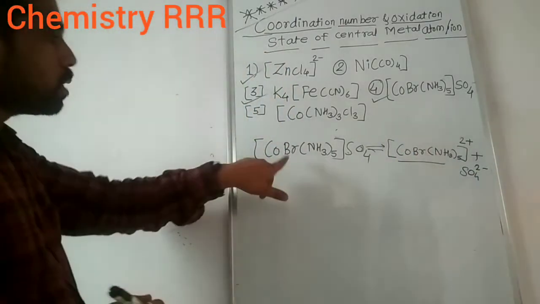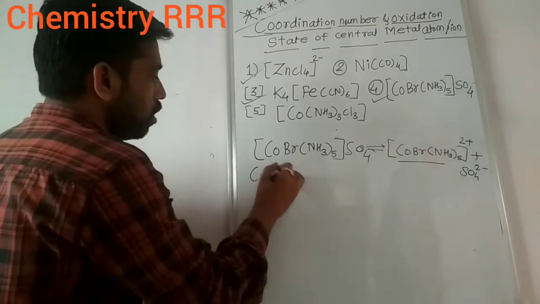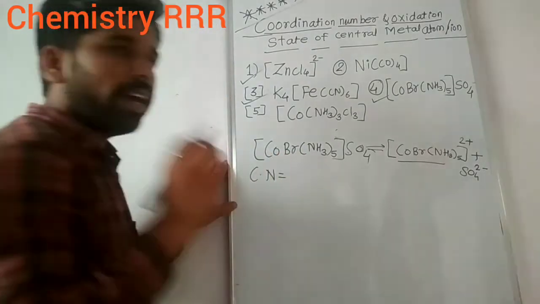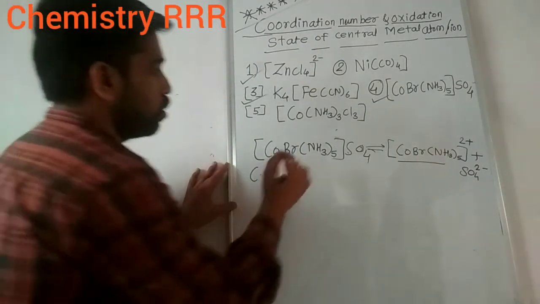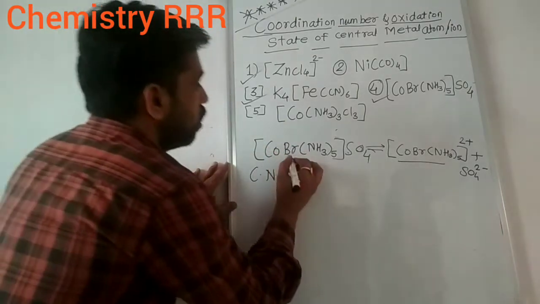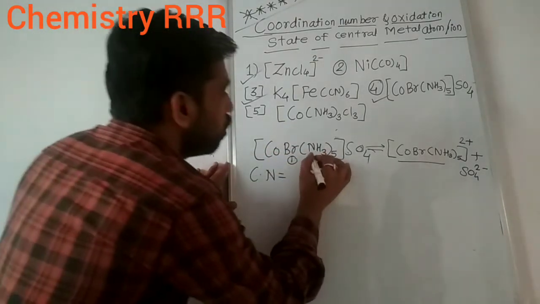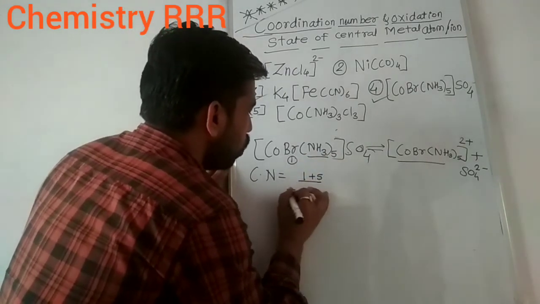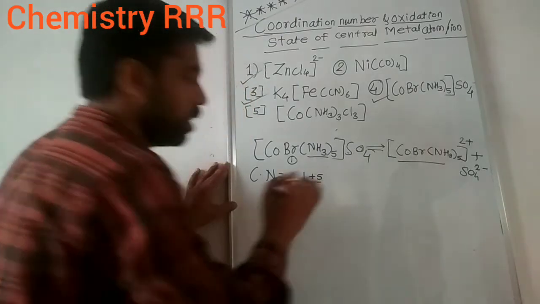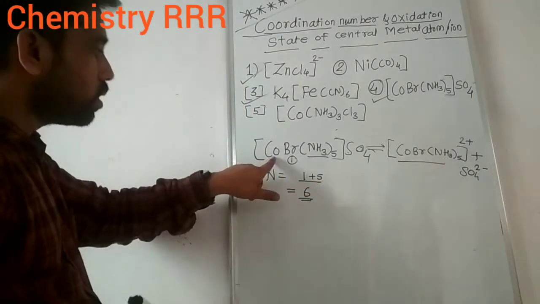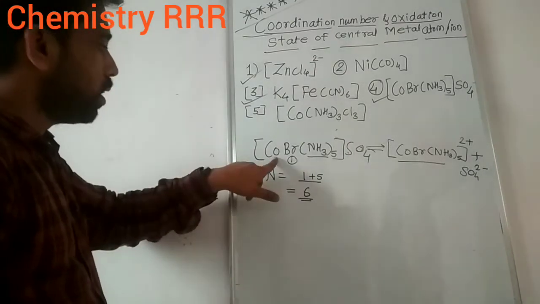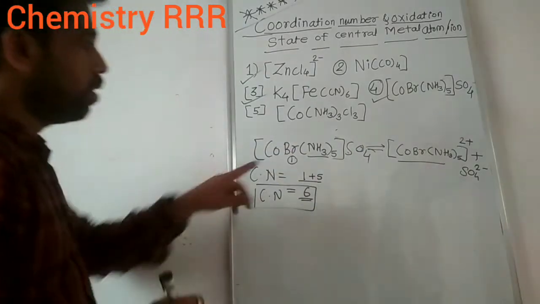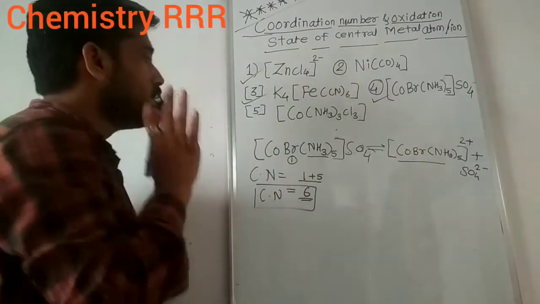Okay, now first find the coordination number of the central metal atom, that is cobalt. The number of ligands attached to the central metal atom is the coordination number. So how many ligands are attached? 1 bromine plus 5 ammonia. So the total number of ligands attached to the central metal atom is 6. So the coordination number of cobalt is 6. Now let's find the oxidation state of the central metal atom.